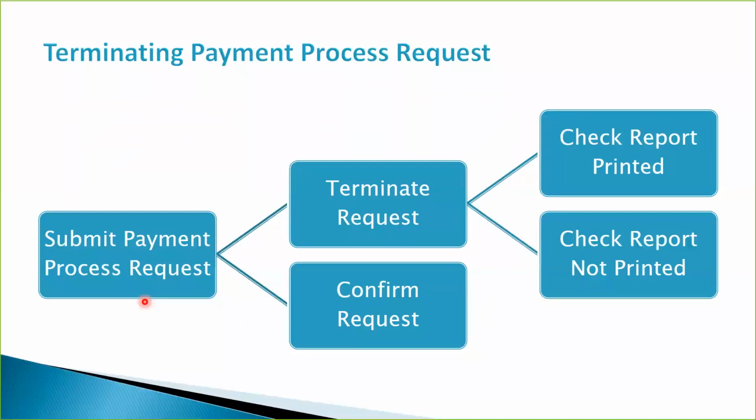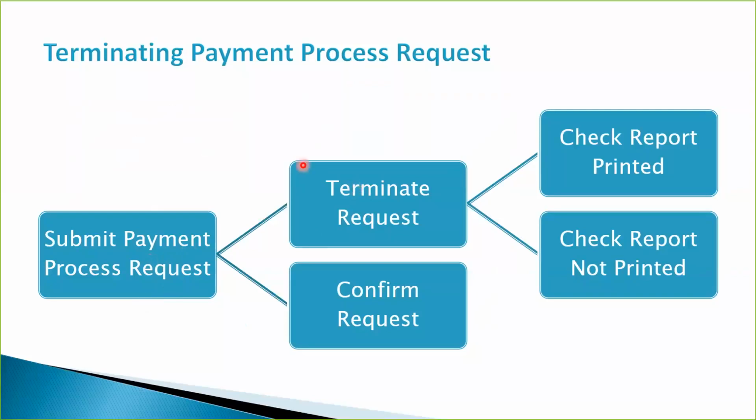So this is what we've been talking about basically. This is like the decision tree or something like that. So we have submitted the payment request, all right? That's up to where we have got. So our next step in our case would be either to confirm the request if everything we have looked at in the check report is okay. If not, we can terminate the request, all right?